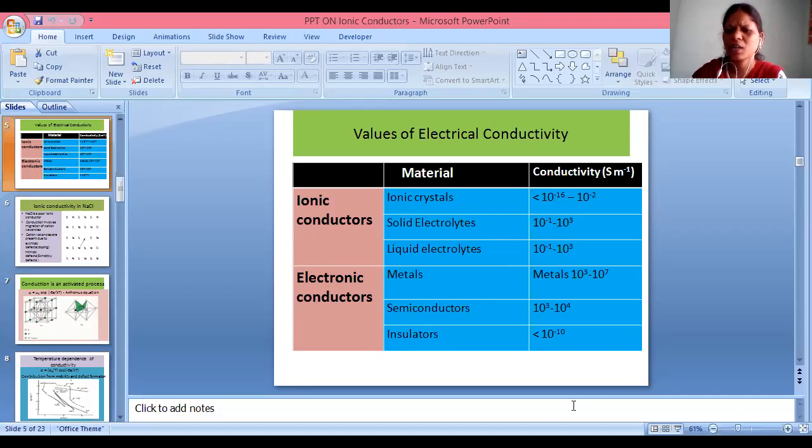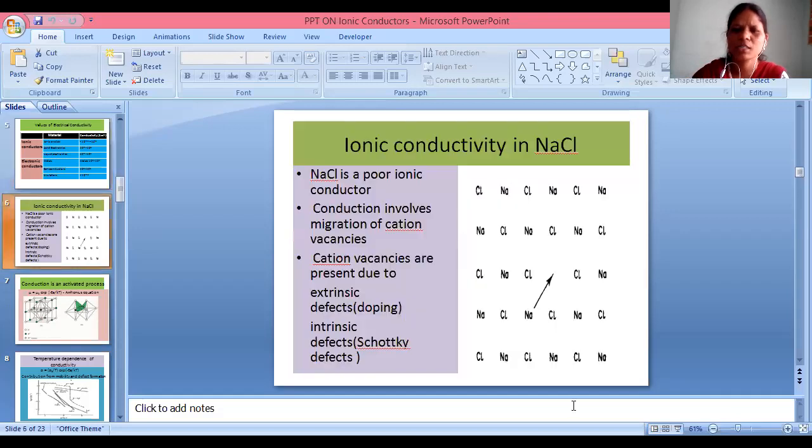If the conductivity range is between 10 to the power of minus 16 to 10 to the power of minus 2, that is an ionic conductor. If it is 10 to the power of minus 1 to 10 to the power of plus 3, that is solid state electrolytes, otherwise liquid state electrolytes. Similarly, metals, semiconductors, and insulators, we already discussed.